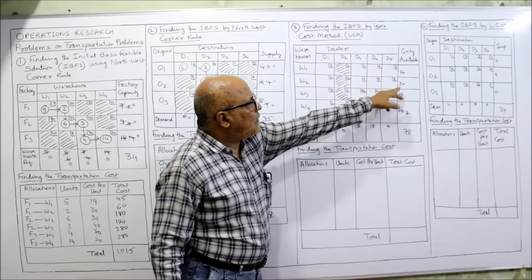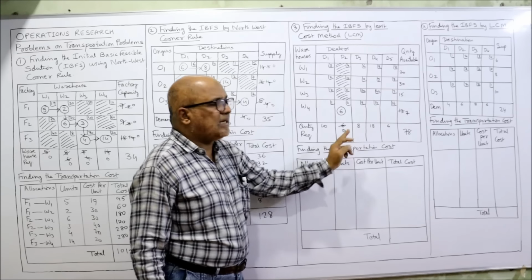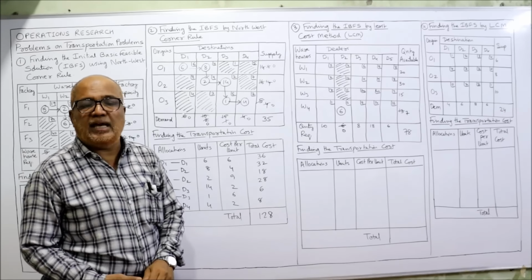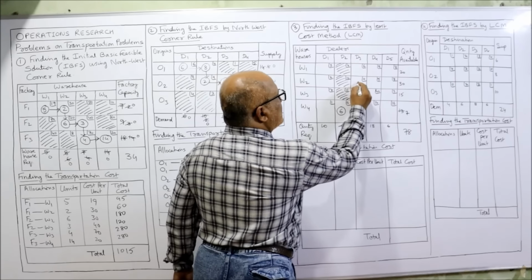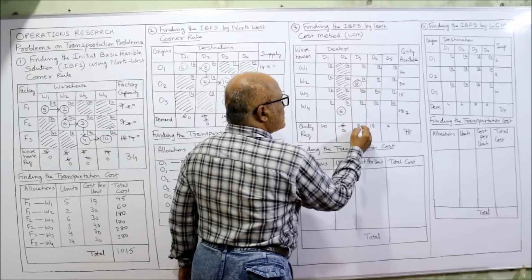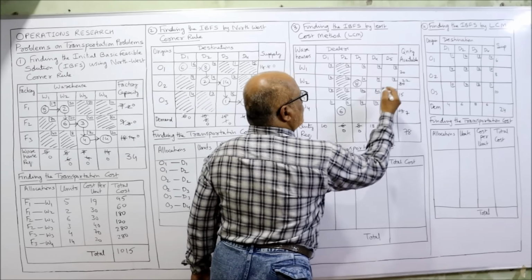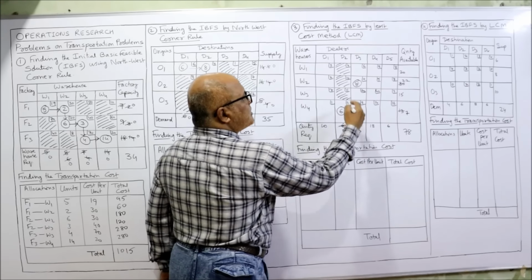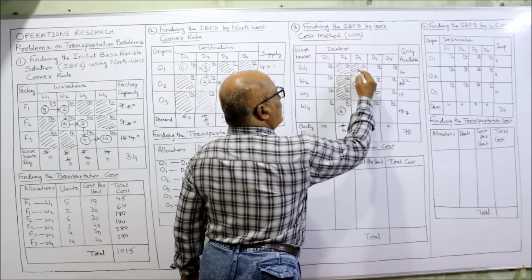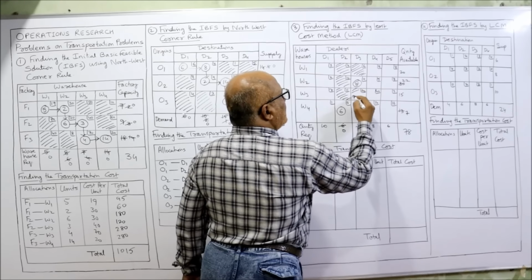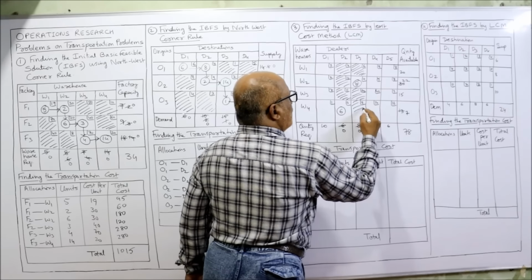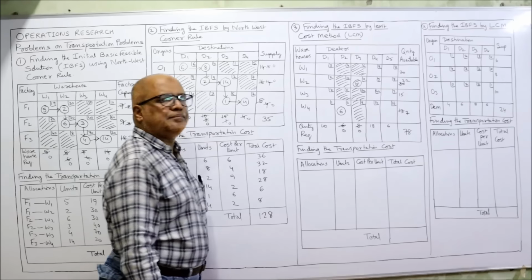What is the row total here? 30. Column total 8. Whichever is less. 8 is less. So I am allocating 8 here. So this will become 0. 30 minus 8 is 22. The column has become 0. So column is blocked. This column is blocked. That's all.